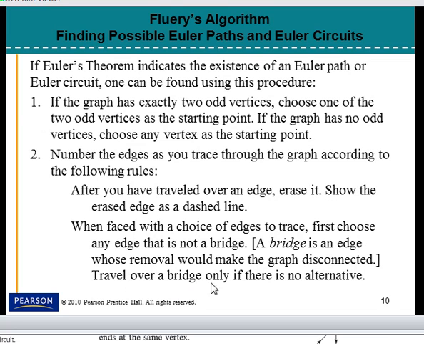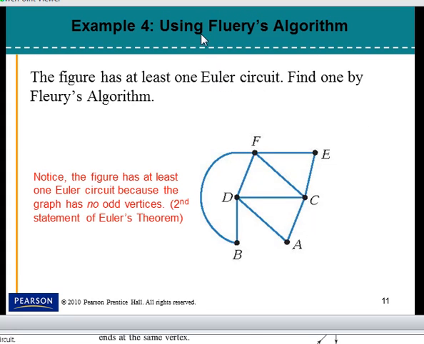Travel over a bridge only if there is no alternative. So any bridge that you see, save it until the end. Using Fleury's algorithm, the figure has at least one Euler circuit. Find one by Fleury's method.